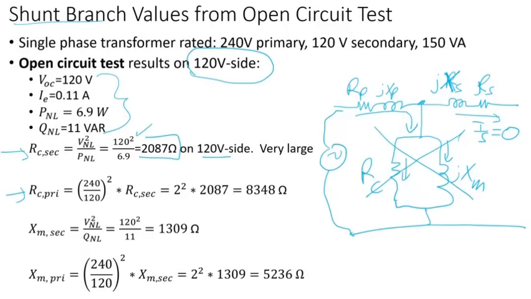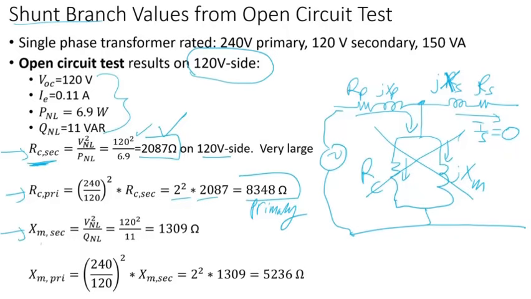Now I can take that same RC that I calculated on the secondary side and refer it to the primary side. I just use the ratio, 240 divided by 120 quantity squared, which is 2 squared, 4 times RC, which is 8348. So on the secondary side, this is the value. On the primary side, that's the core resistance.